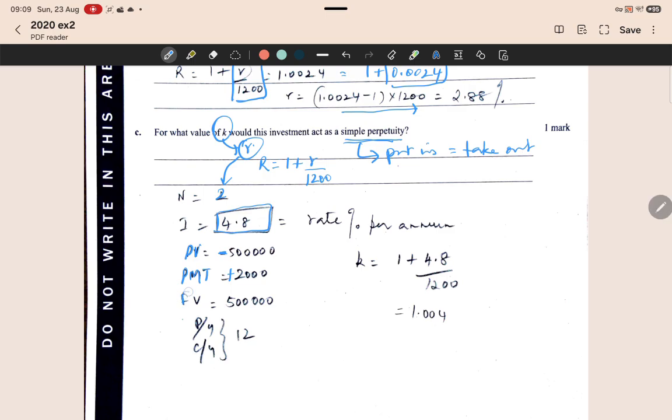Now, the future value, you're going to get back this money because it's a perpetuity. It perpetually stayed the same. That's the meaning of perpetuity. And it's got to be a plus because it's going to come back to you.